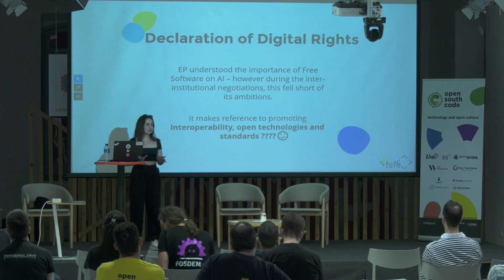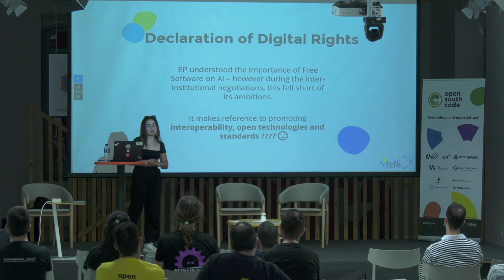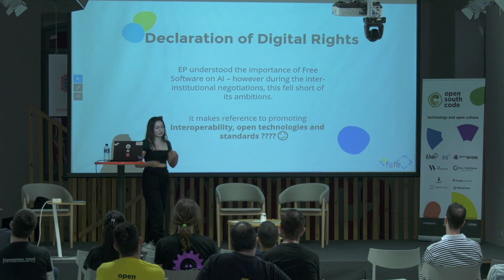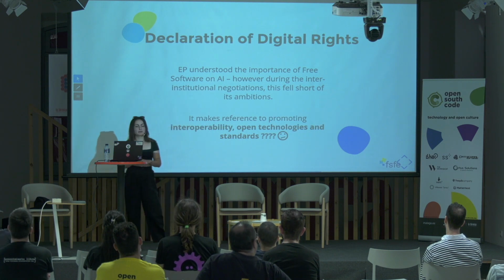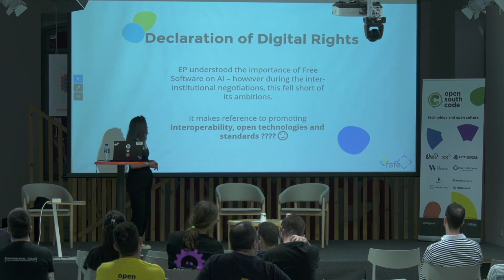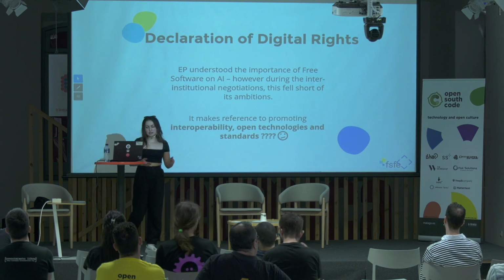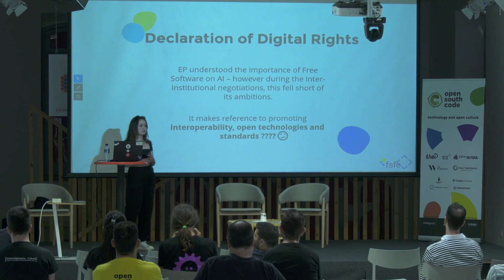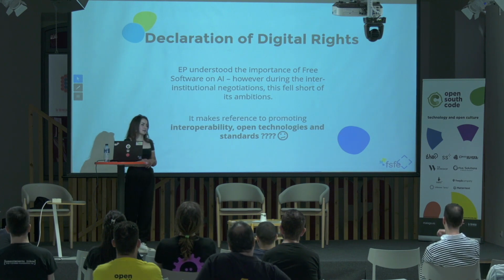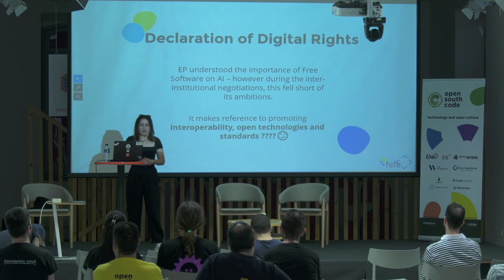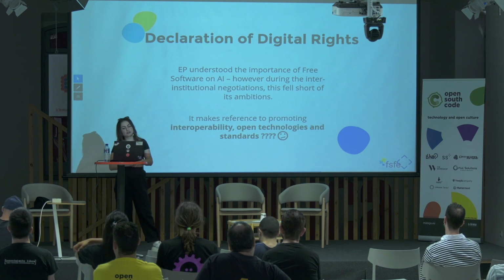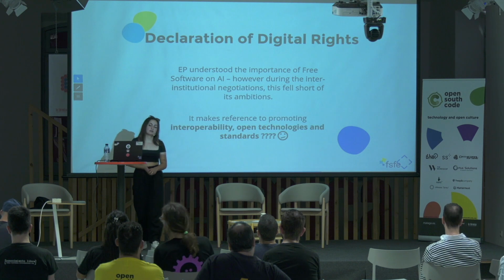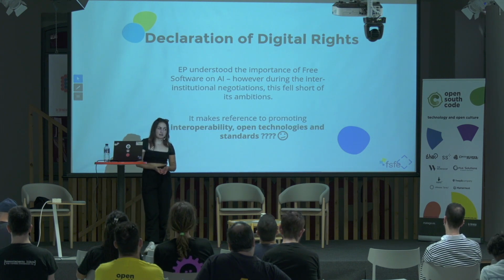So the European Parliament understood this importance. However, the wording that we managed to include in the European Parliament text fell short of its ambitions after the interinstitutional negotiations. So after Council and Commission, the three of them worked on the final text. The final text makes references to promoting interoperability, open technologies, and standards, which from our perspective is also a little bit ambiguous. The wording is not super clear, and the wording from the European Parliament text was way better. So this was not a good outcome. But again, I wanted to talk about this example because it shows that the European Parliament already understands the importance of free software.